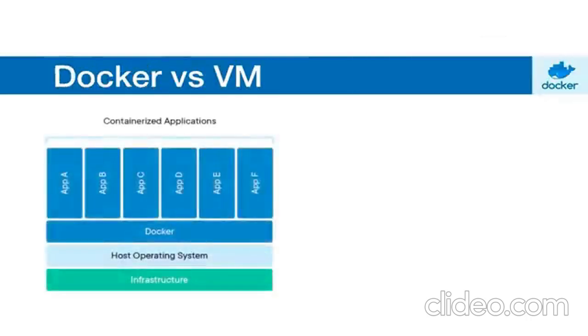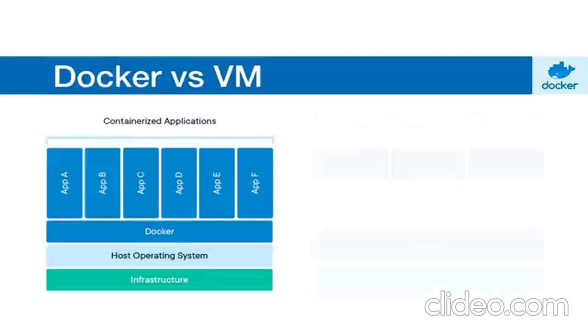So let me show you exactly a visual diagram. This is a containerized application. You can see that you have multiple apps. Underneath you have Docker and nothing else. So Docker manages all of the containers that you spin up. And underneath Docker you have the host operating system, and then you have the actual infrastructure.